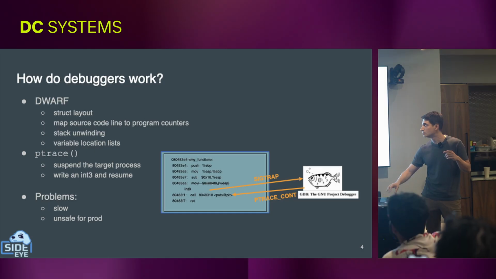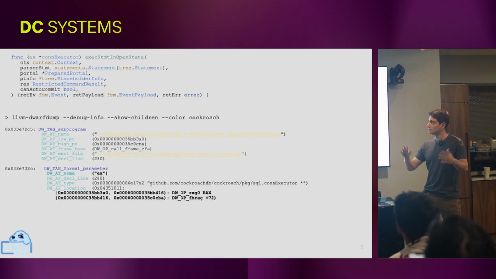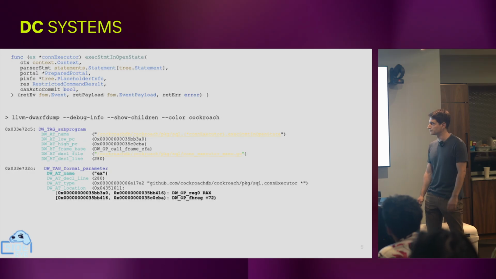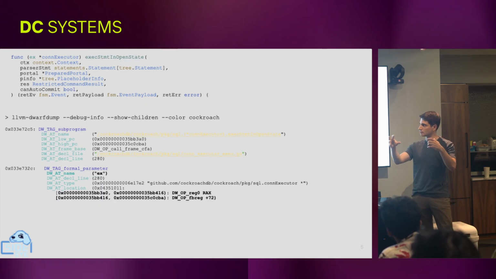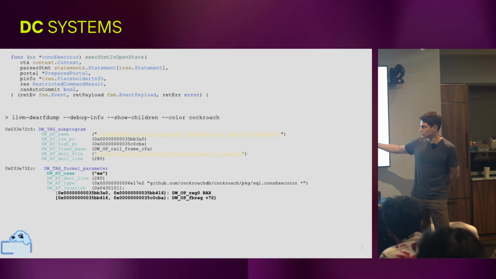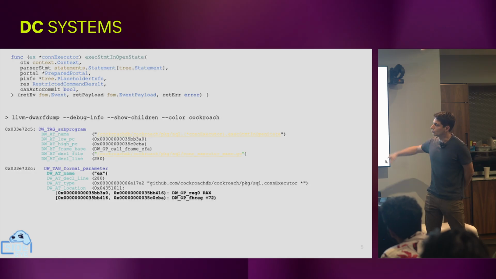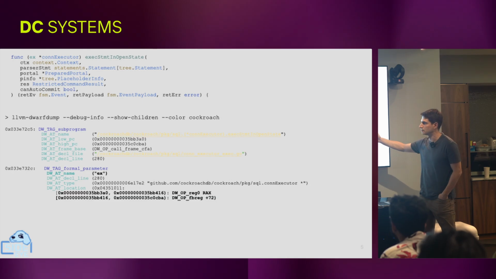So I have just a listing to illustrate this. If you can read this, the one at the top, execStatement in openState, is a random function from the CockroachDB code base. If you decode the DWARF information for this function, the DWARF information is a big tree that has all sorts of nodes. But if you look at the node called DW_TAG_formal_parameter, you'll see that that node corresponds to the description of the variable x, being the receiver of our function. And if you look at the DW_AT_location, these are the location lists. So these tell you where in memory you're going to find this variable.